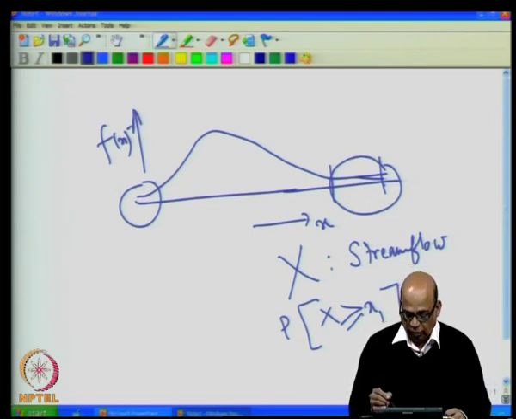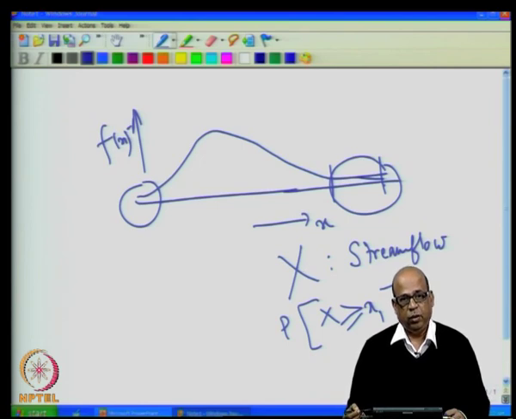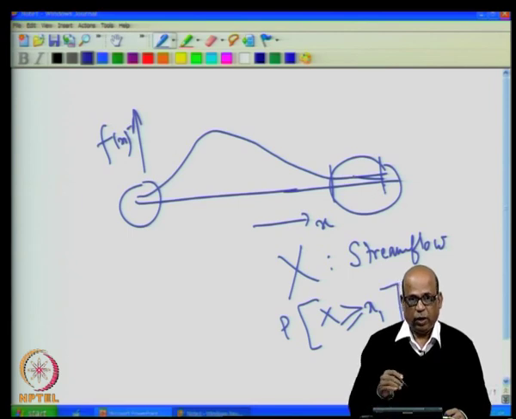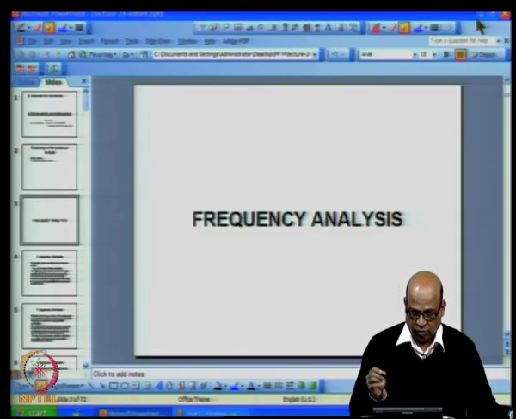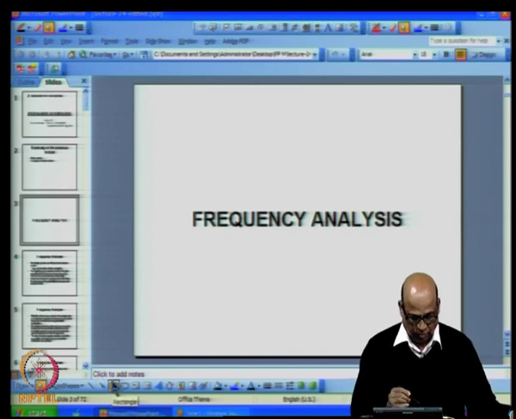In which case we would be interested in getting the distributions of the really extreme flows which are derived from the parent distribution of the stream flow random variable x. So, we derive the extreme value distributions from a given parent distribution. In other words, the frequency analysis that we will be doing will be dependent on the parent distribution from which we are deriving the extreme value distributions.